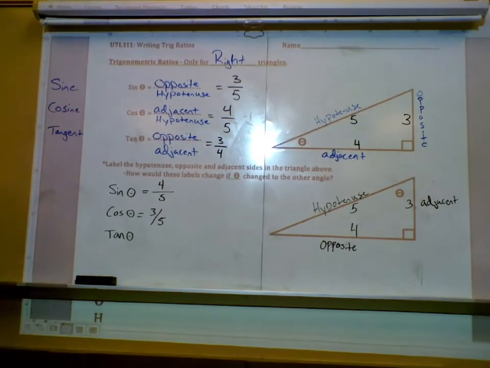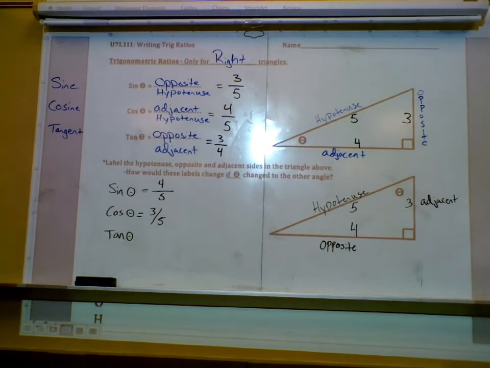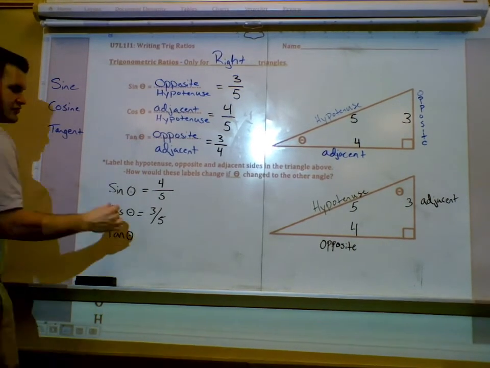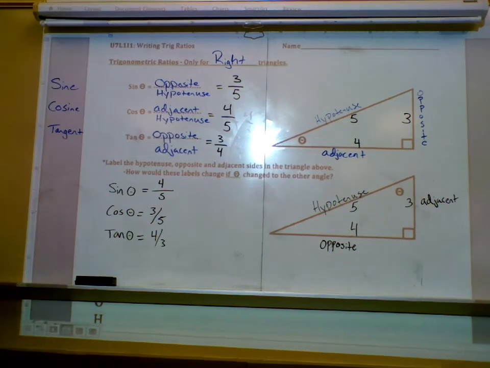And tangent is opposite over adjacent, so opposite is 4 and adjacent is 3, so 4 over 3. Do you have that? Yeah. Do you have an improper fraction? Yep, that's fine. Okay.